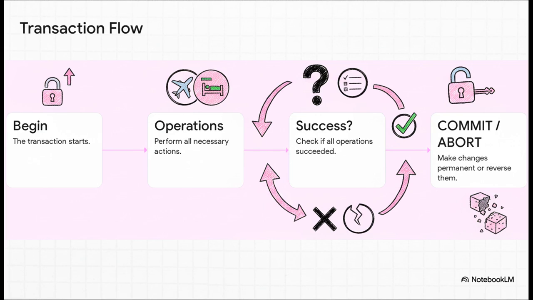So here's what that looks like in practice. The transaction kicks off, it does its thing, booking the flight, then booking the hotel. Then at the very end, there's a huge decision point. Did everything work? If the answer is yes, we commit, and all those changes become permanent. But if anything failed along the way, we abort, and the database is instantly snapped back to the way it was before we even started.